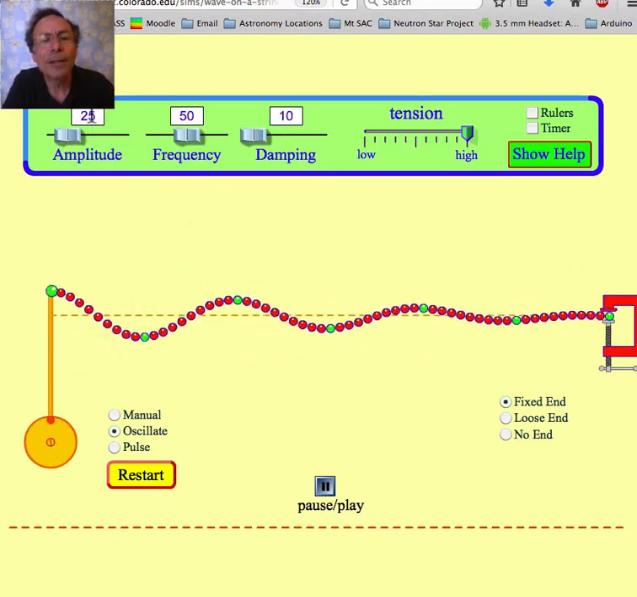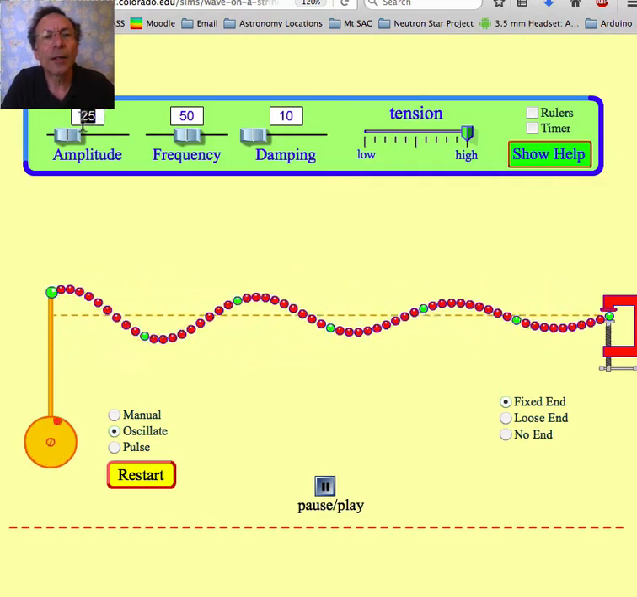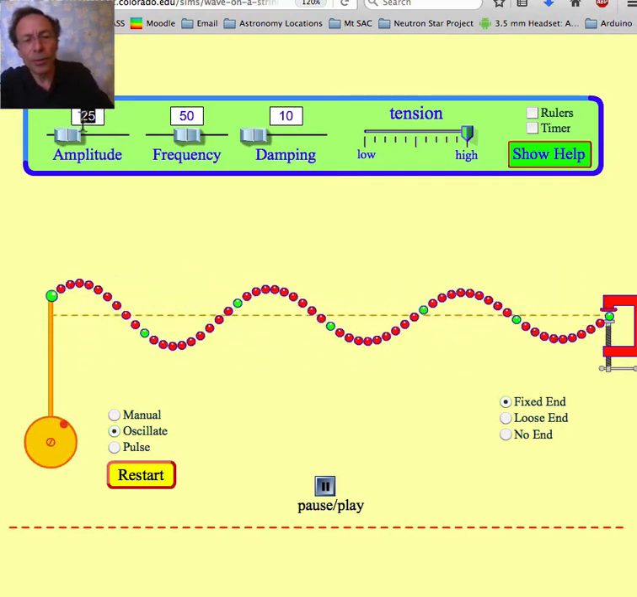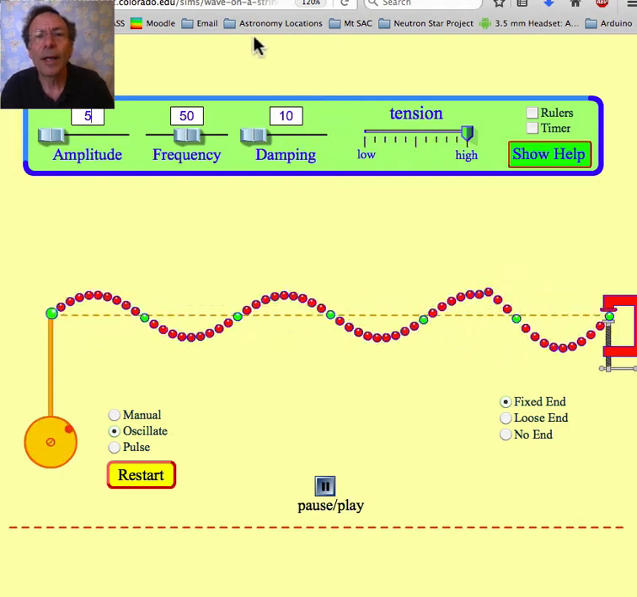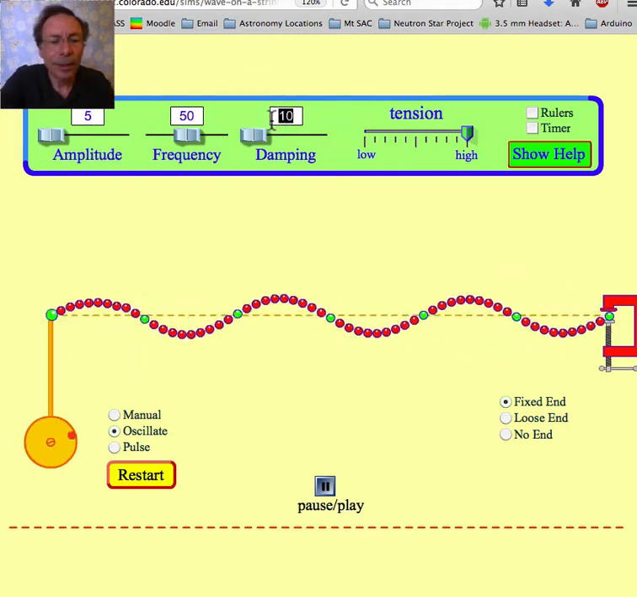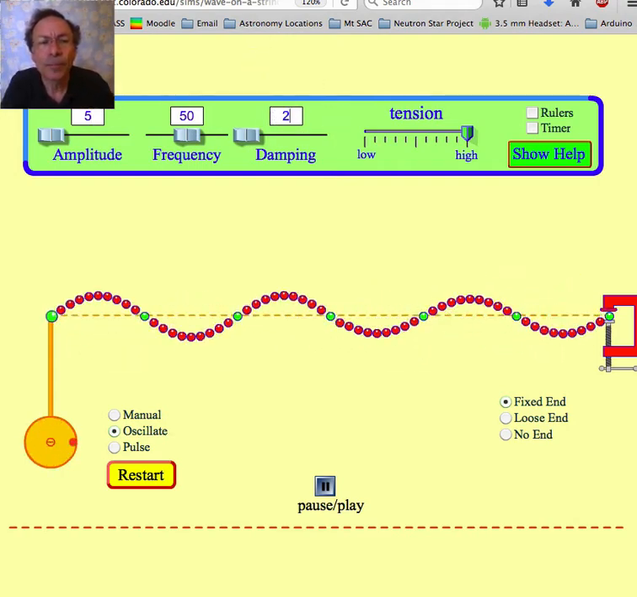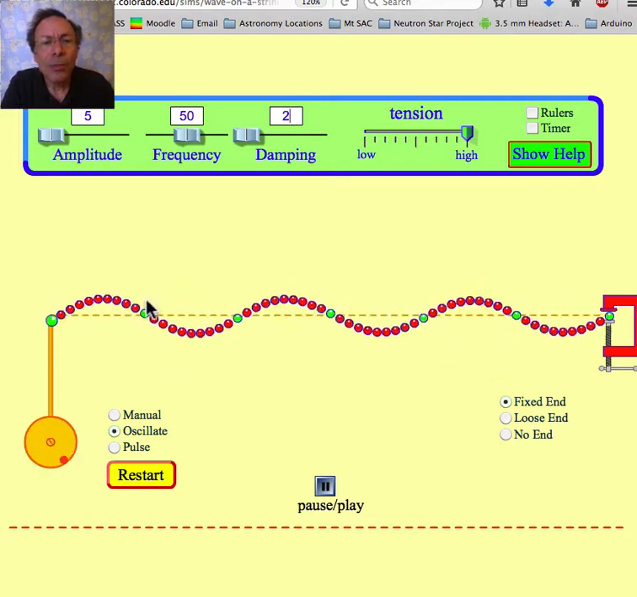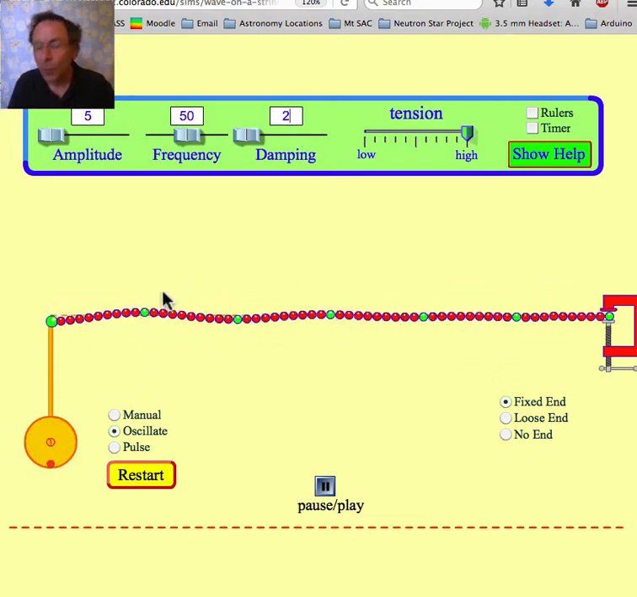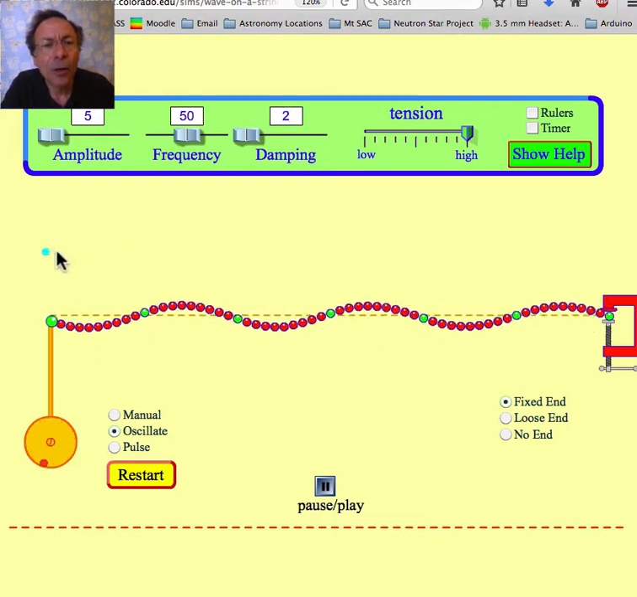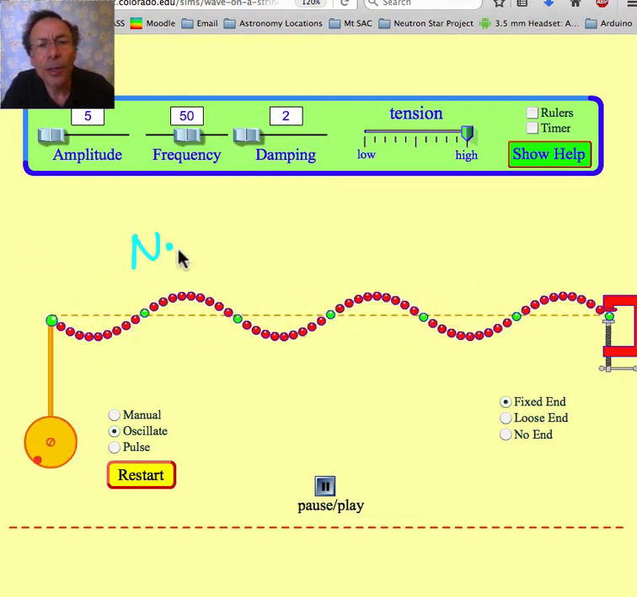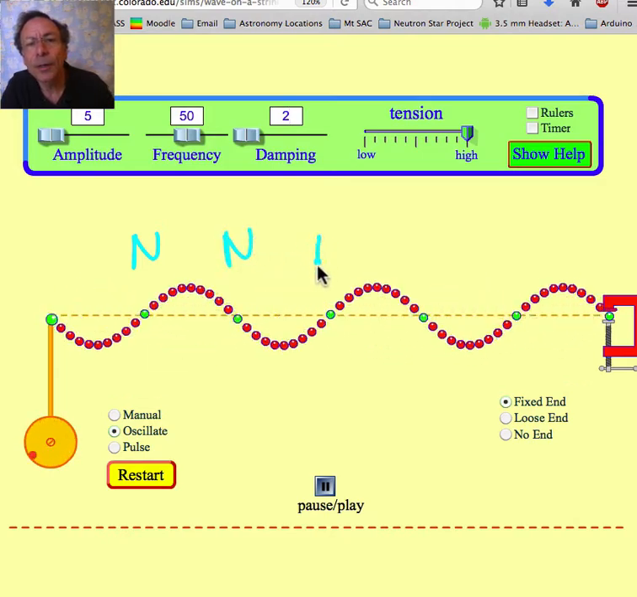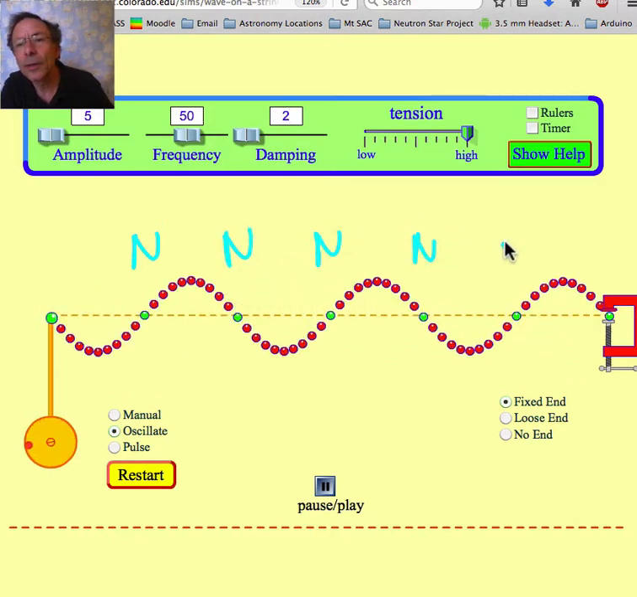Now, in order to make things a little bit more clear, I'm going to reduce this amplitude. Let's make it 5. And let's reduce the damping. Let's maybe make it 2. Okay, so it becomes a little bit more clear what is happening. Places where things are not moving very much have a name. These are called nodes. So you have a node here, a node here, a node here, node, node.